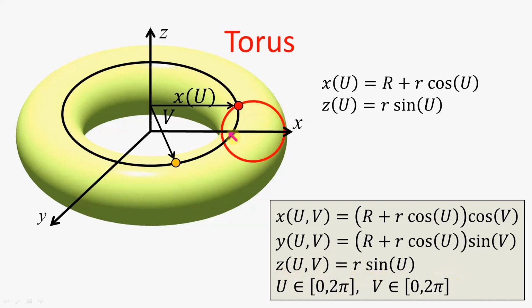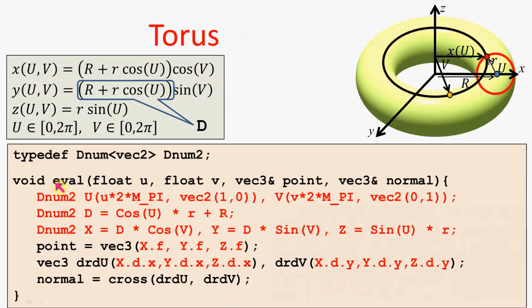Both the profile curve and the circle resulted in by the circular motion are full circles. So both parameters have a domain that is the 0 to 2 pi interval. The evaluation function of the torus is just the computer implementation of these three formulae and also the computation of the normal vector at a particular UV parameter pair.